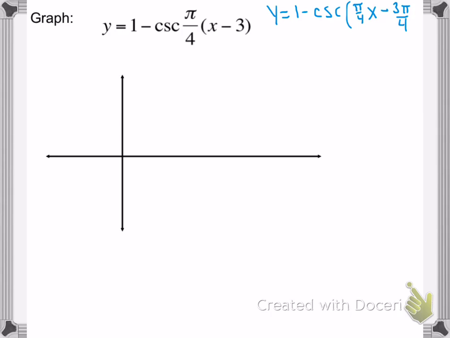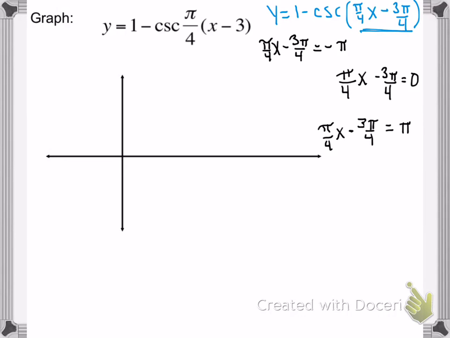Now the reason why you want to do that is because then you have everything inside of your parentheses and you can set it to each one of your vertical asymptotes and solve for x. And that's what I'm going to do next. Take the pi over 4x minus 3 pi over 4 and set it equal to pi, 0, and negative pi. So hopefully you got some practice with turning those negative pi's and positive pi into 4 pi over 4 so that way you were working with common denominators.